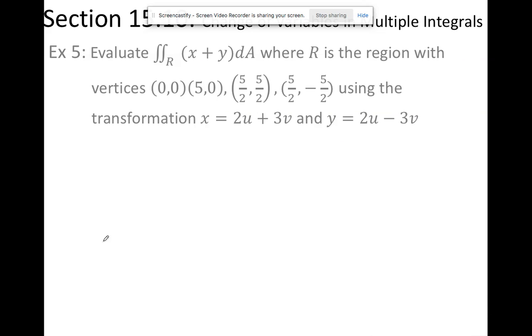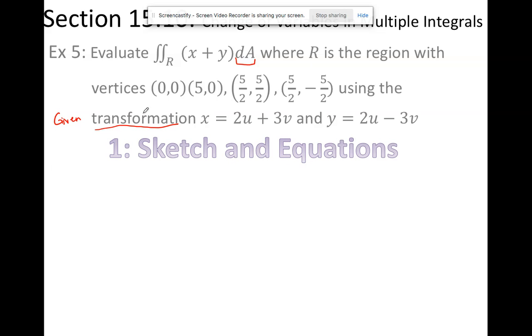All right, let's go all the way through a problem where I am giving you an integrand of x plus y, which doesn't seem devastating. And I want you to integrate over a region, dx dy, where the region has vertices in the xy plane, 1, 2, 3, 4, and I'm giving you the transformation equations. You do not have to come up with them yourselves.